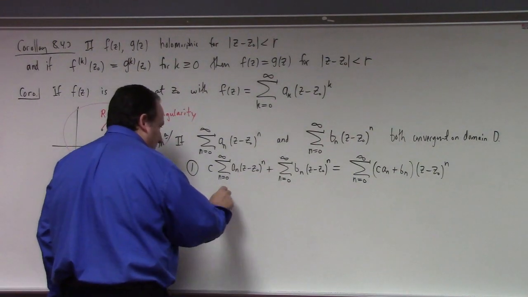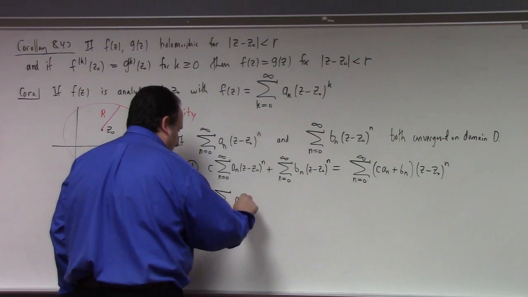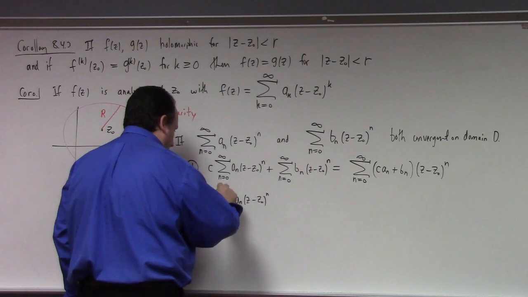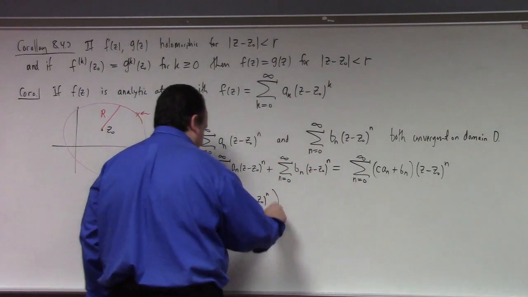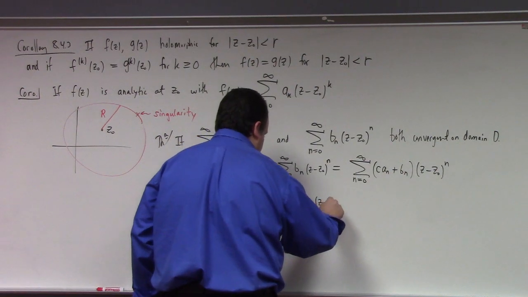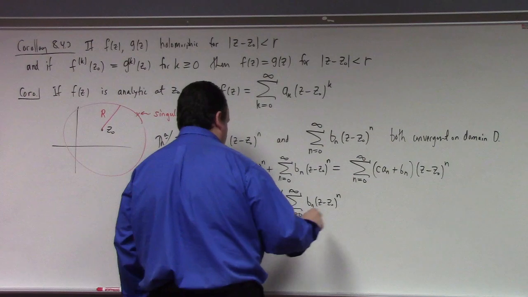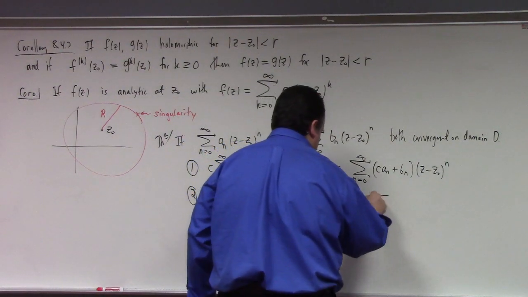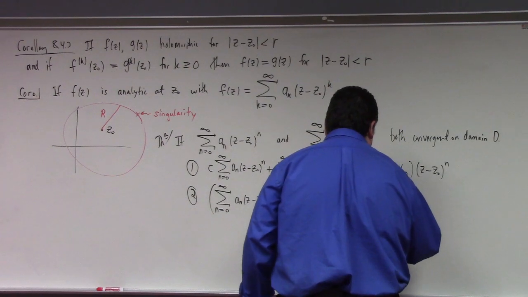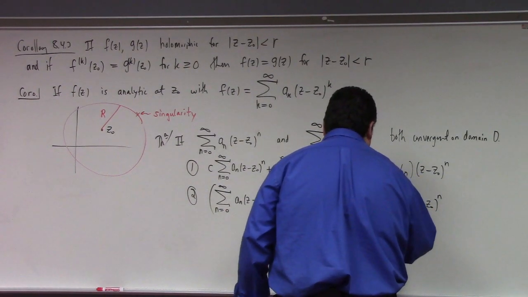Number two, we can define the product of two series, right? If I've got the sum a_n (z minus z naught)^n, n equals 0 to infinity, times the sum b_n (z minus z naught)^n, n equals 0 to infinity, well, that's equal to a convergent power series, let's say the sum c_n (z minus z naught)^n, n equals 0 to infinity, all right?